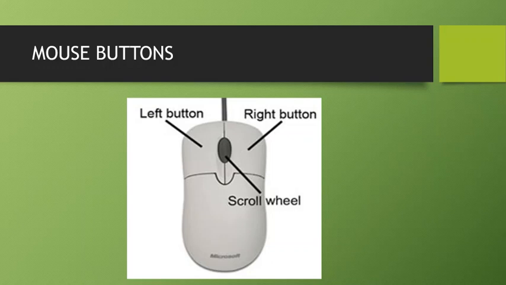The working of left mouse button and right mouse button are different. You're going to learn it in the next class. Between the two buttons, there is a wheel called scroll wheel. And you can use this scroll wheel to move up and down the page. Whenever you are writing something in the document and that page is full and you are continuing in the next page, so scroll wheel helps you to move the page up and down.